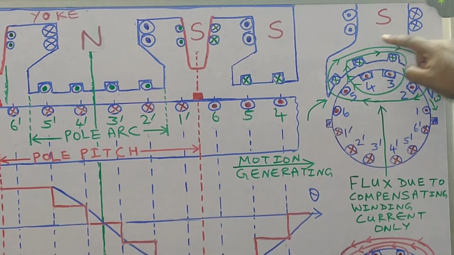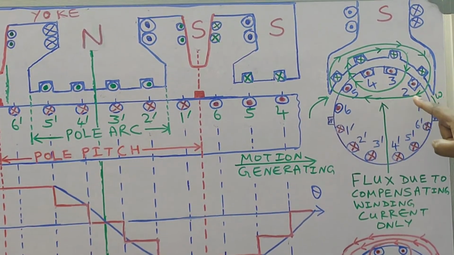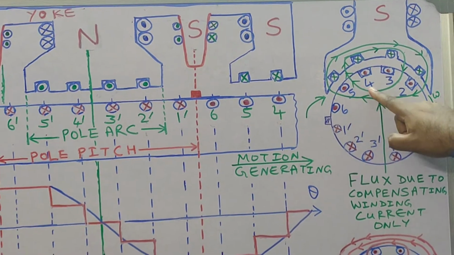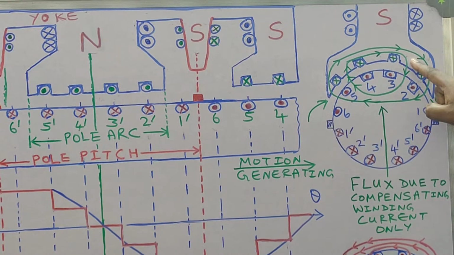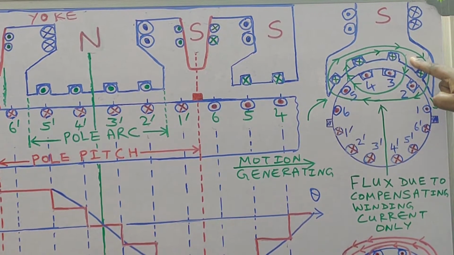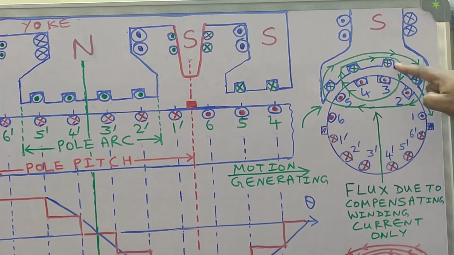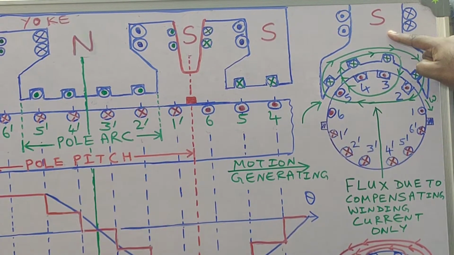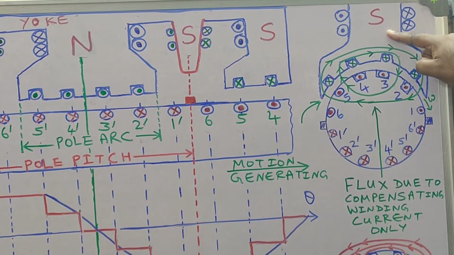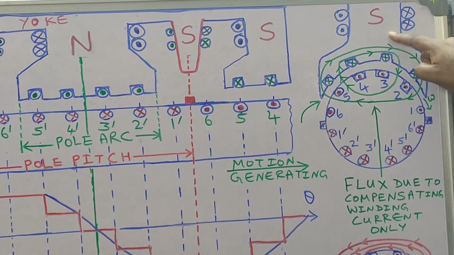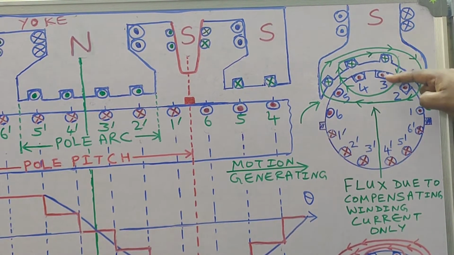As far as this diagram is concerned, conductors number 5, 4, 3, 2 are under the influence of this compensating winding which is placed in the south pole face. So obviously the current carried by this compensating winding will have a polarity opposite to the polarity of the current carried by the armature conductors under the influence of this south pole, or under the influence of this compensating winding conductor.